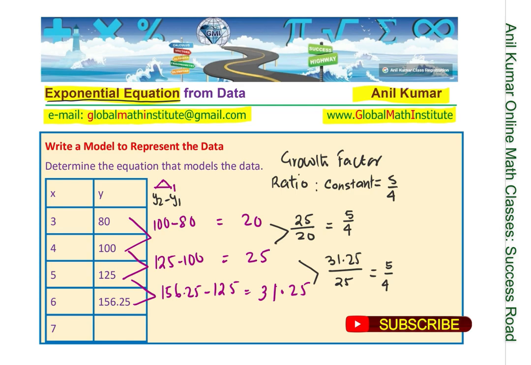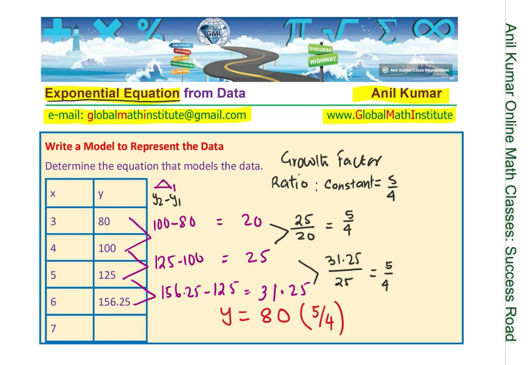Can you now write down the equation relating the data? Well, once we know the ratio, we could write down the relation as y equal to the value given to us when x equals 3, which is 80, right? And the growth factor here is 5 by 4. You could write the decimal equivalent also, to the power of x. Now this is at 3, right? So x minus 3. You get the idea. That is the key. Perfect. So that is how you are going to write down the equation to represent the given data.